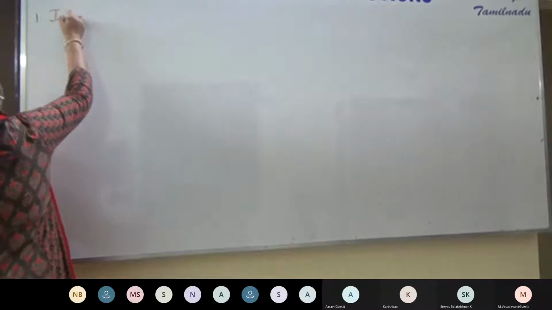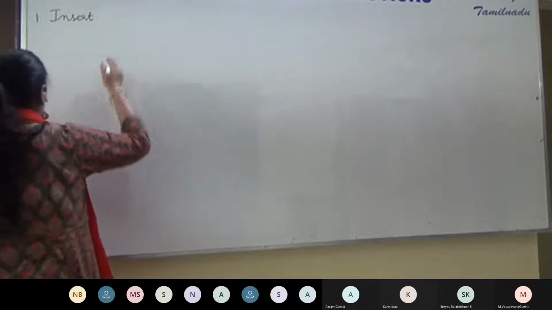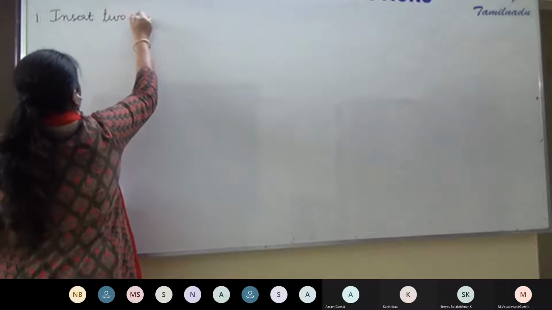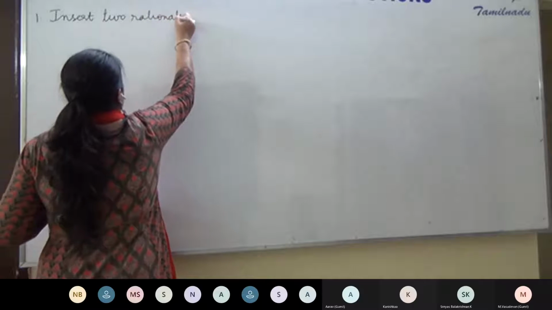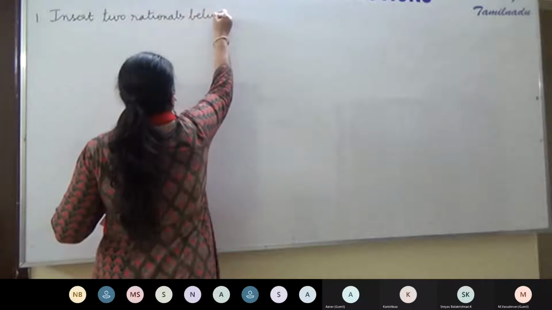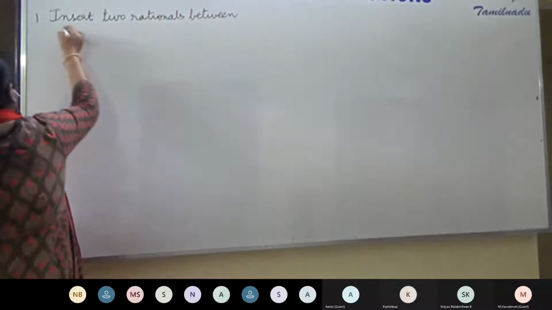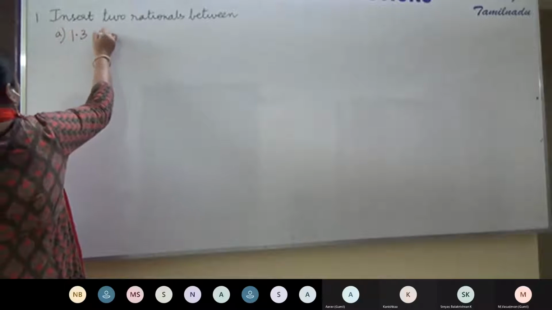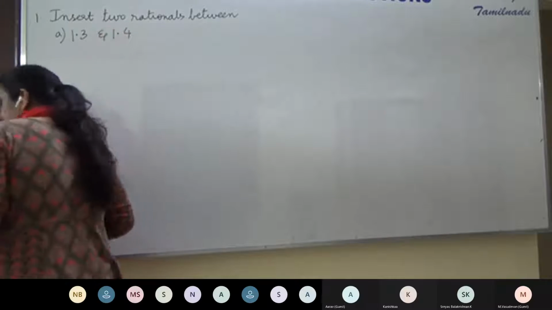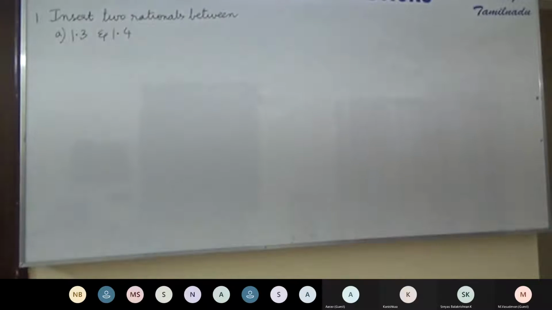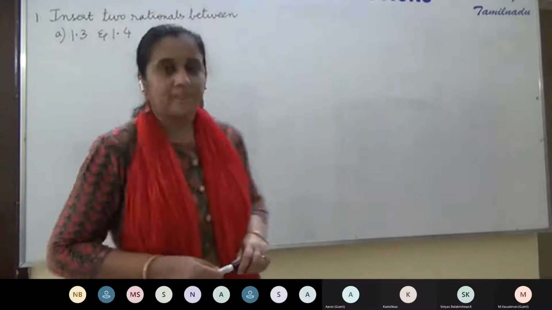So now write on this. Insert two rationals between 1.3 and 1.4.